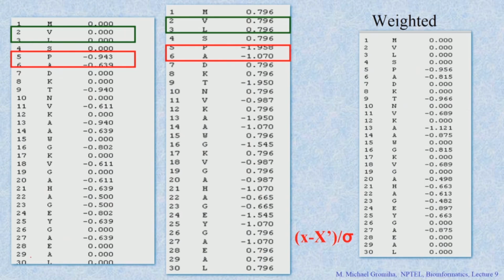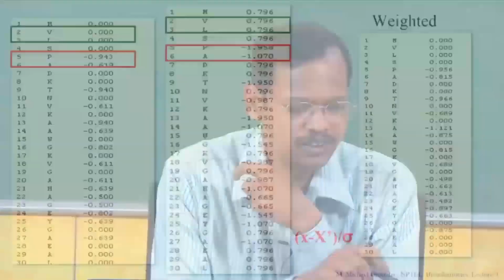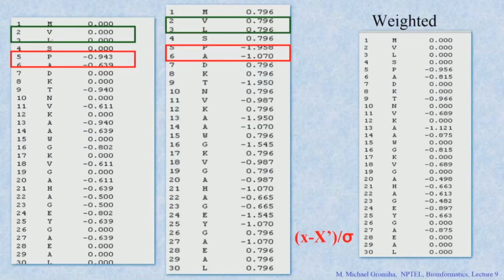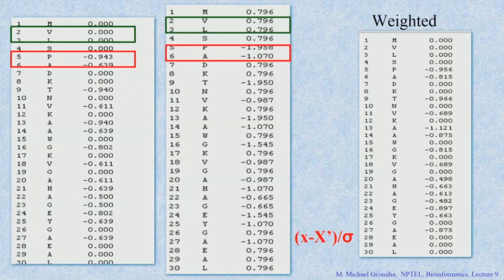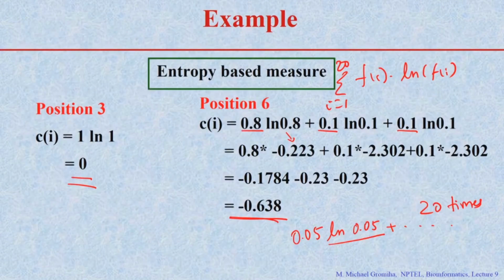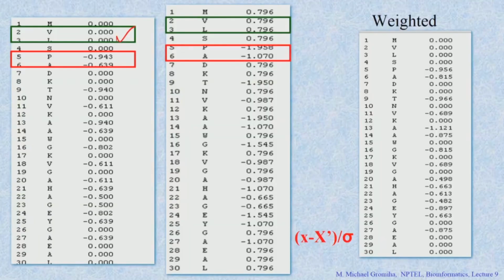We discussed a few positions. So, remember which positions we discussed? Position 3 is the value of isoleucine, and we get 0. Here the value we get is equal to 0, so it matches. You can see 3 is equal to 0. Then we checked position number 6, that is alanine. For position number 6 we checked the values, and we get minus 0.638. Here also in this program we get minus 0.639.